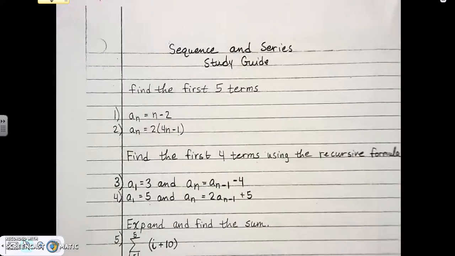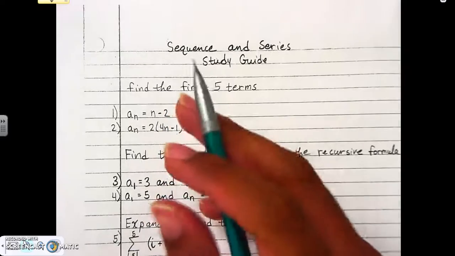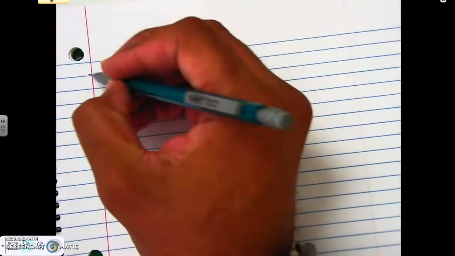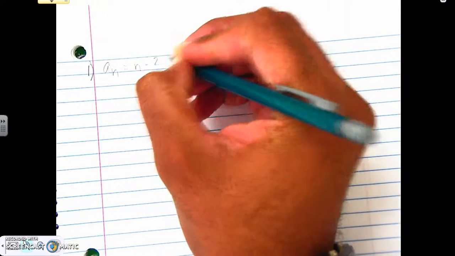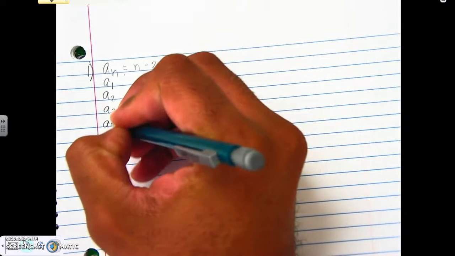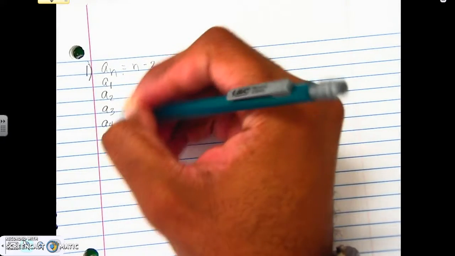So numbers 1 and 2 say, first off, the directions are find the first 5 terms. That's it. We're not going to do anything extra. We're just going to find the first 5 terms. So let's take a look at number 1. Number 1. So we have a_n equals n minus 2. And that's not an exponent there. That's actually on the same line as the n. Alright, so we're going to find the first 5. So that means we need to find a1, a2, a3, a4, and a5. That's the ones we need to find.